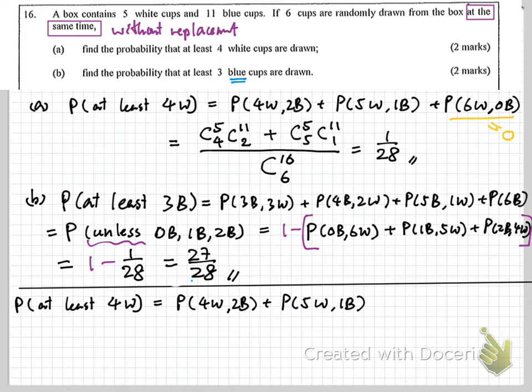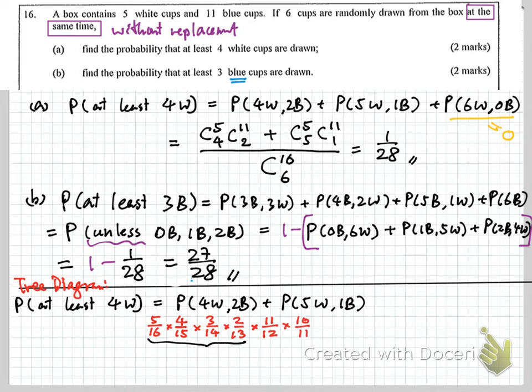So first you still have to do this analysis if we want to do it with a tree diagram. If you want at least 4 whites, then it's 4 whites, 2 blue, and 5 white, 1 blue. For 4 white, 2 blue, the first white is 5 out of 16. The second white will be 4 out of 15, and so on. So this is how you get 4 whites. And then 2 blue clubs, you are down to 12 clubs, and then 10 over 11. So that is 4 whites and 2 blue.